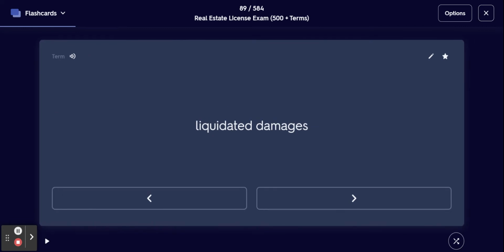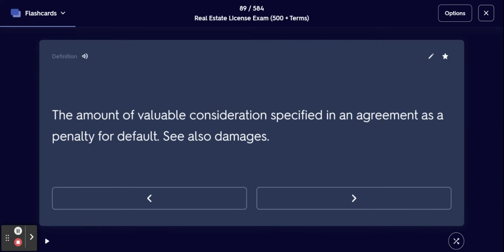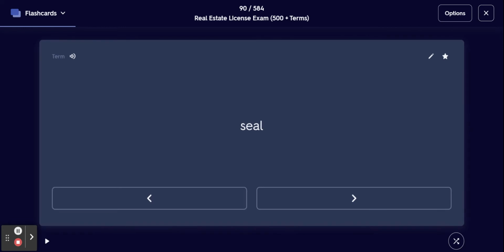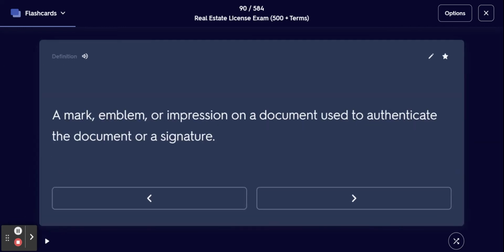Liquidated damages. The amount of valuable consideration specified in an agreement as a penalty for default. See also damages. Seal. A mark, emblem, or impression on a document used to authenticate the document or a signature.